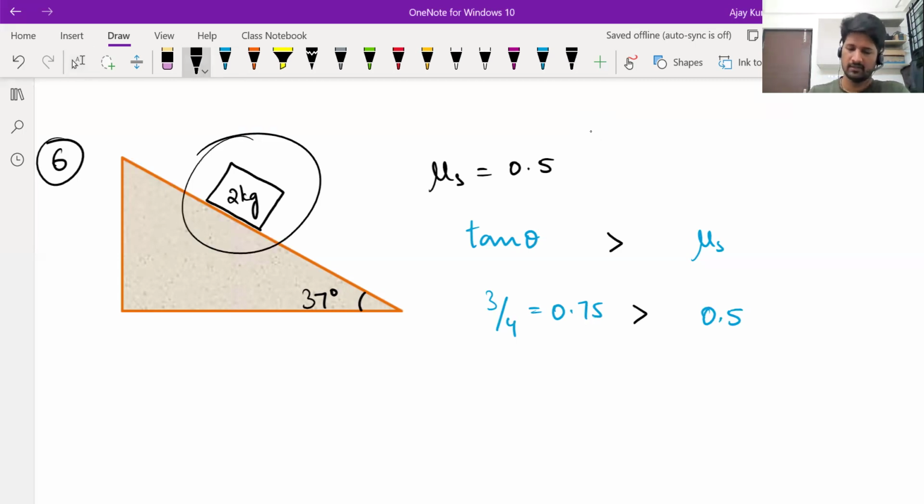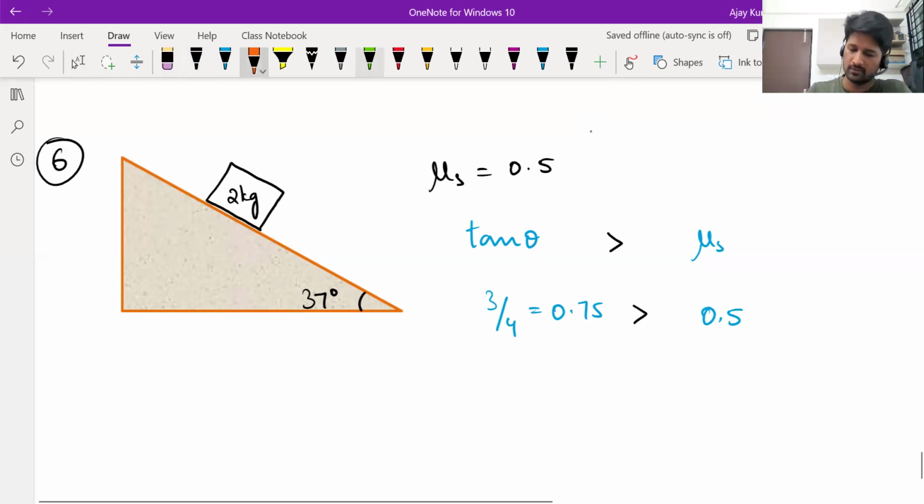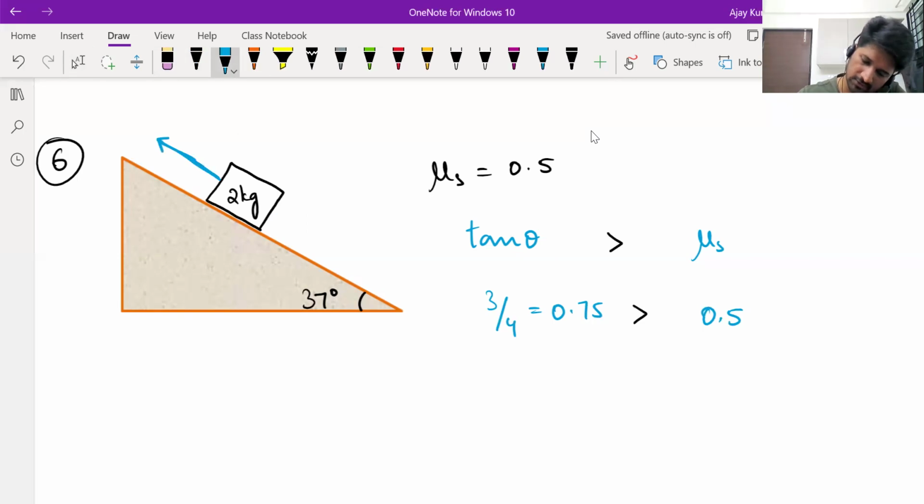It will slide. Then you can prevent it from sliding by giving it some support. You can apply a force like this up the incline. You can apply some extra force up the incline. Let me indicate it on the other side itself. You can apply a force like this and prevent the block from sliding. Calculate the force that is needed.